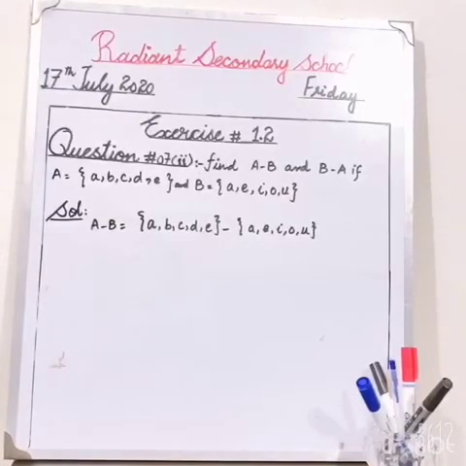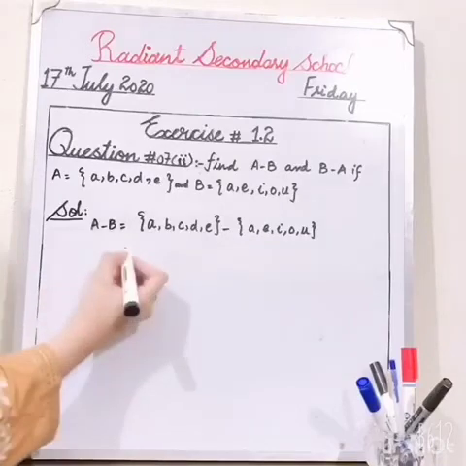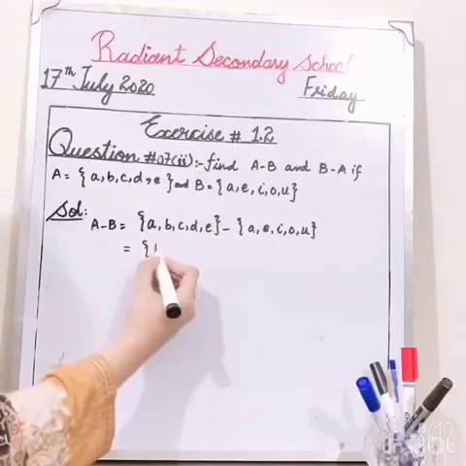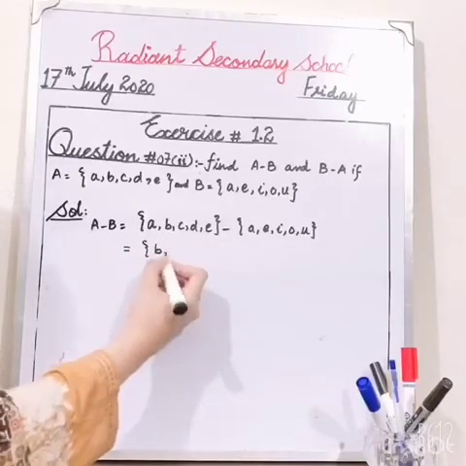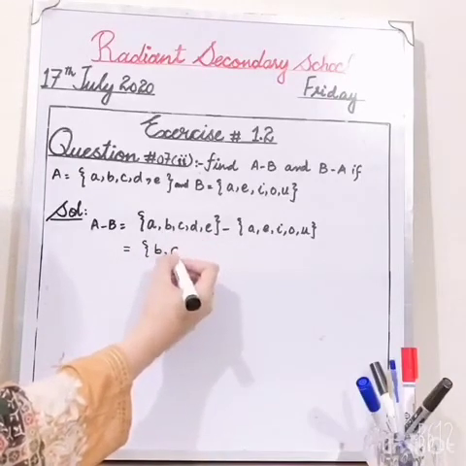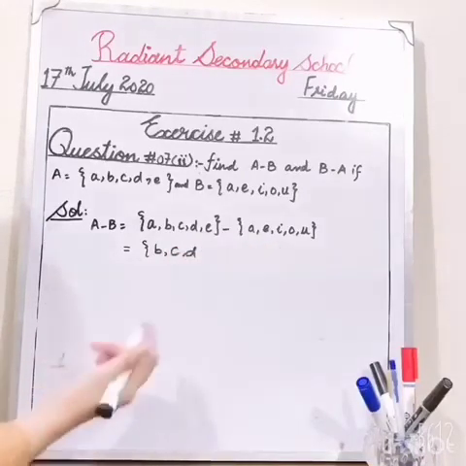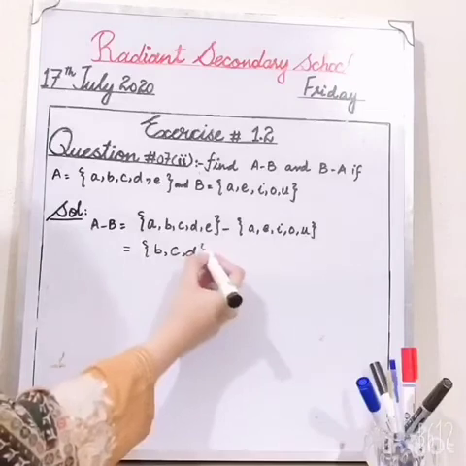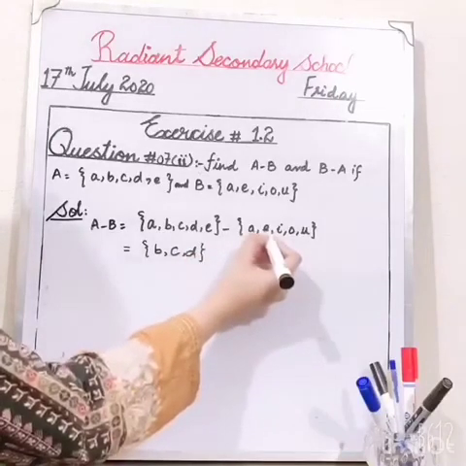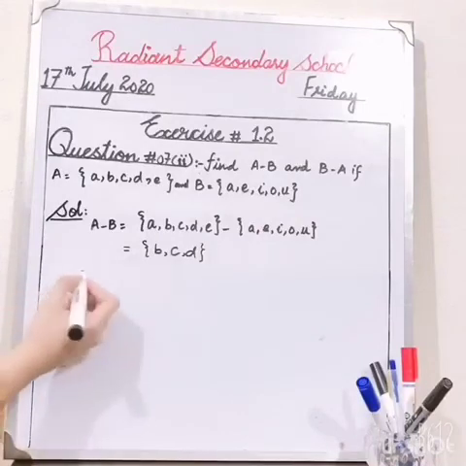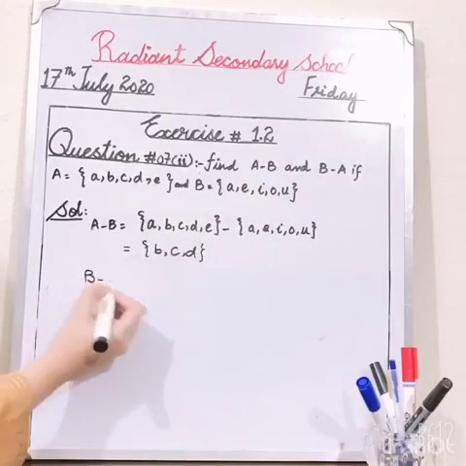So A is present in both the sets, so we will not write it. B is present in first set but not in second set. We write B. Similarly, C, D, E is present in both the sets, so we will not write it. So this is our answer of A minus B. Now we have to do B minus A.